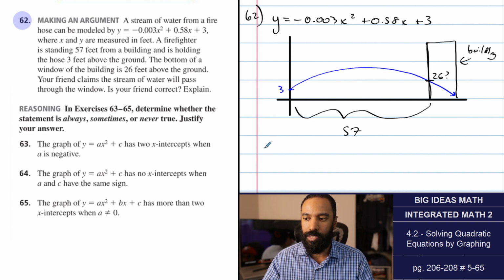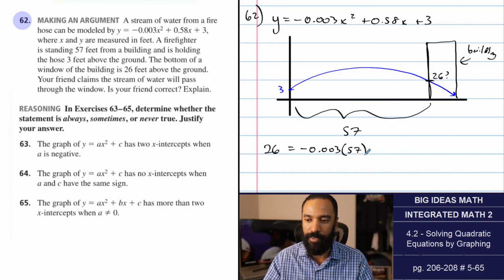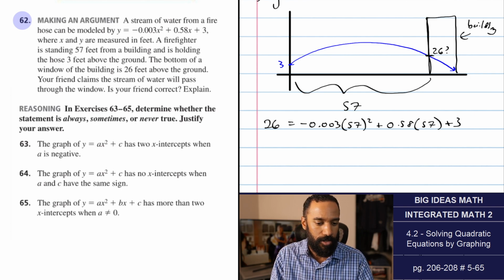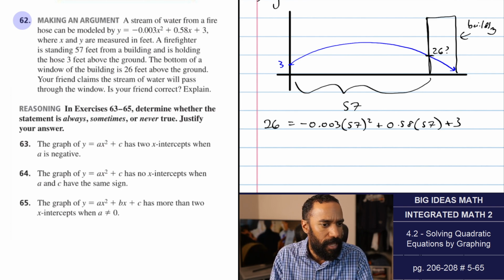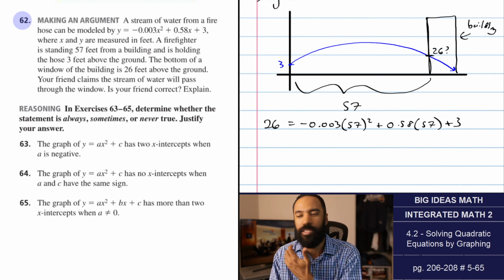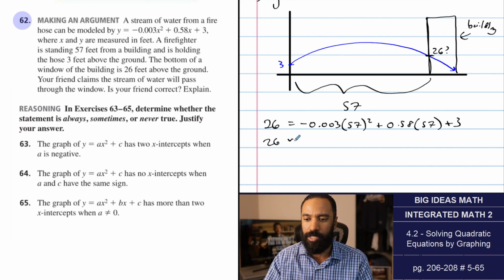So what does 26 for y equal? Negative 0.003 times 57 squared plus 0.58 times 57 plus 3. Because 57 should be that distance where we get that height for y. So let's check that out and use the calculator. Negative 0.003 times 57 squared plus 0.58 times 57 plus 3. Okay, I'm getting 26.313. So 26 approximately equals 26.313.